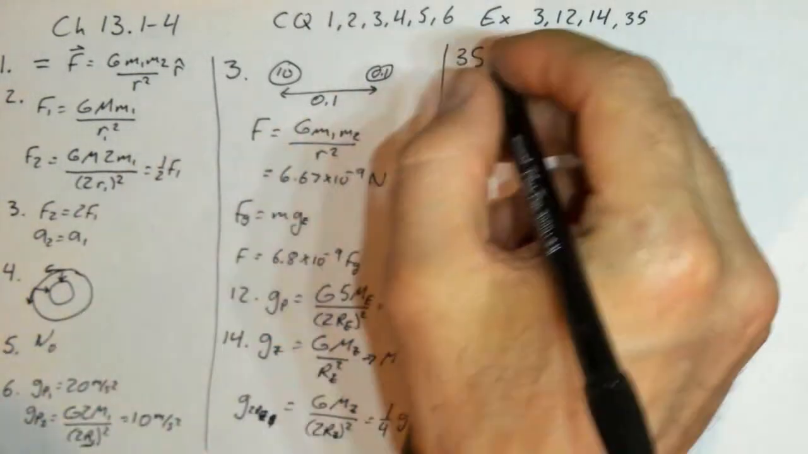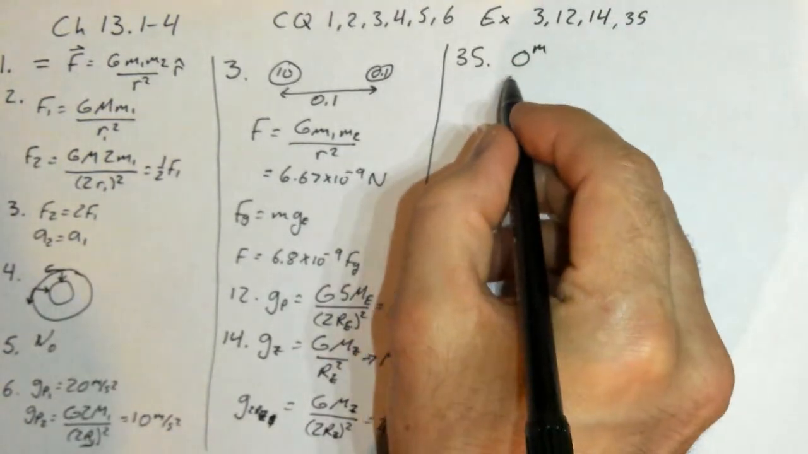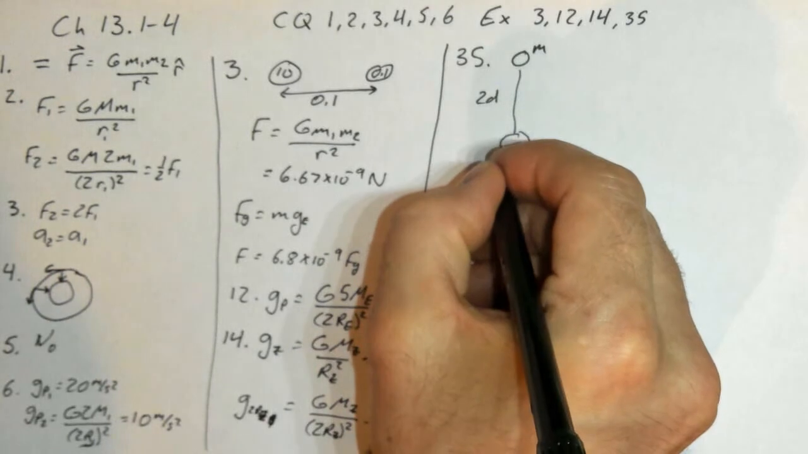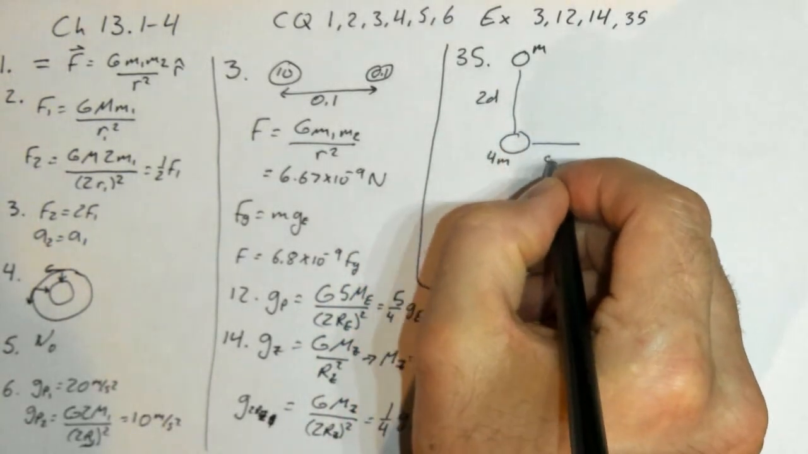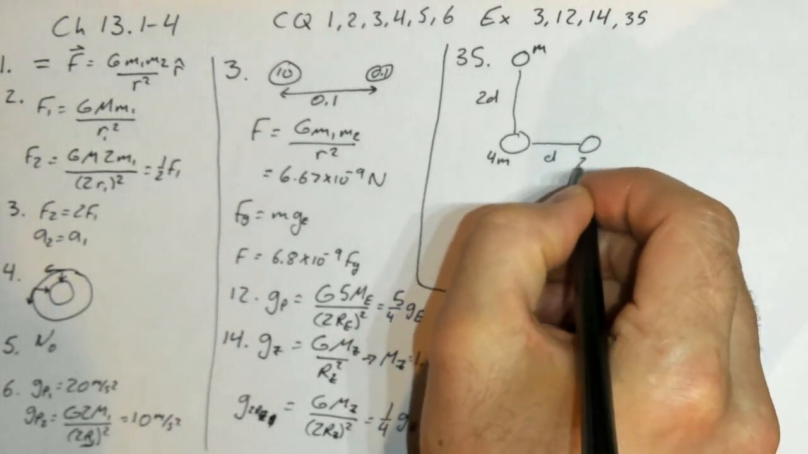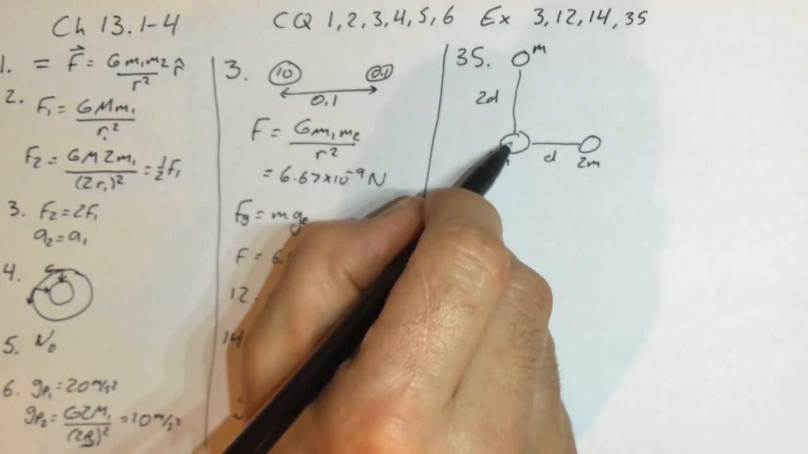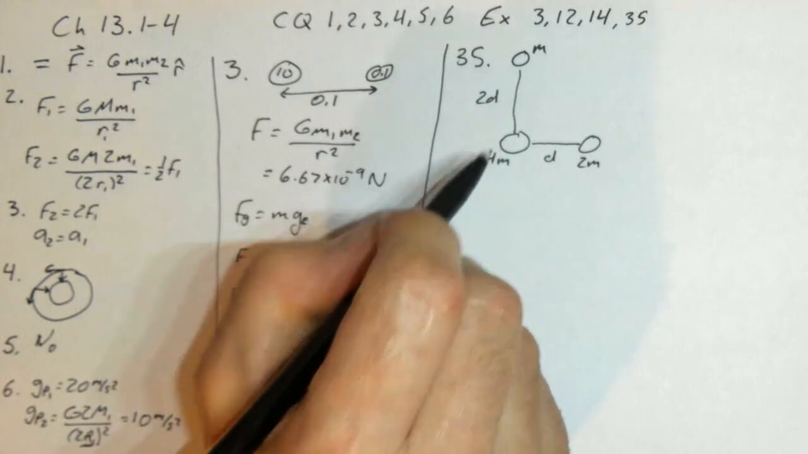So we have a system where we have a 5 kilogram mass, which I'm going to call m, and it is a distance I'll call 2d above a 20 kilogram mass, which I'm going to call 4m, which is 10 centimeters away, which I'll call d, from a 10 kilogram mass, which I'll call 2m. Part A of this problem is to find the net force acting on this 20 kilogram mass. What is the total force, and what direction does it point?